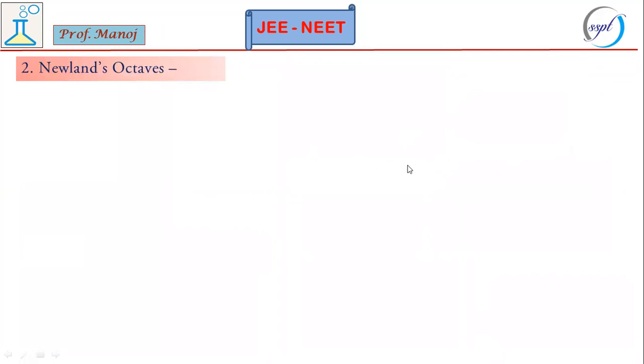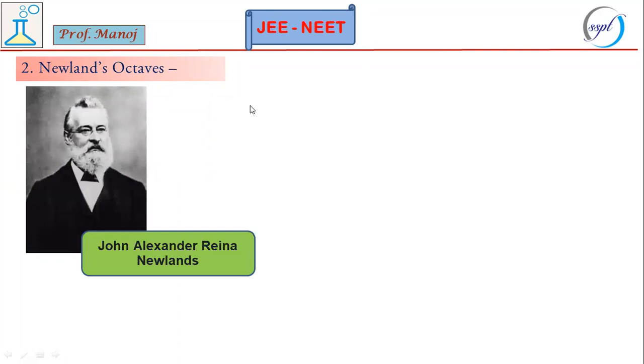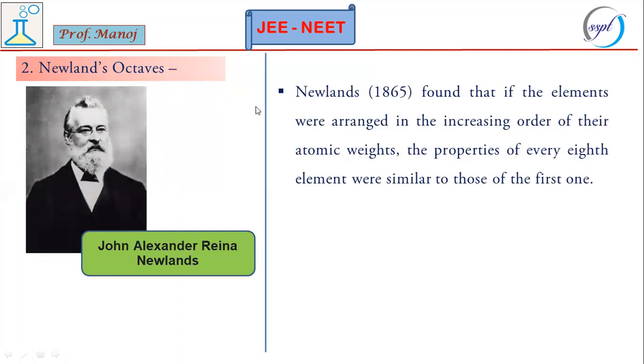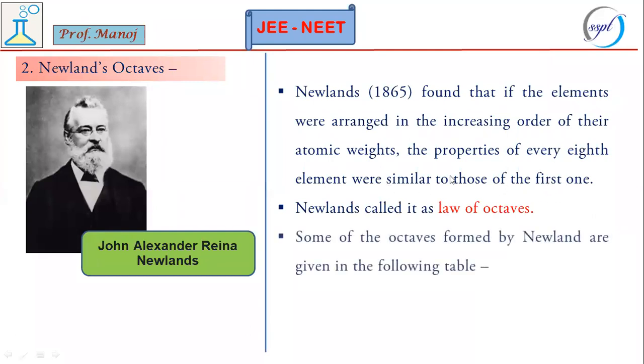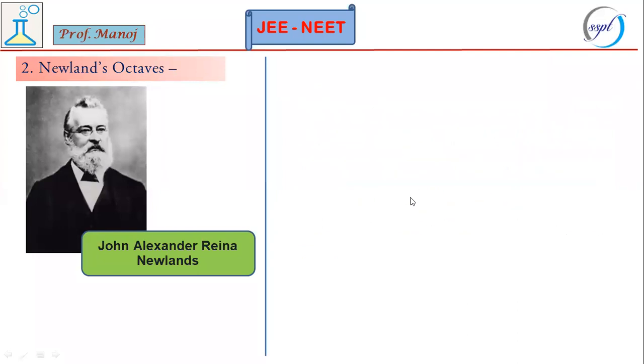Next is Newlands' octave. Many people, teachers even, read this wrongly as octet. This is not octet. The octet rule comes separately: 8 electrons in outermost orbit. That is a different thing. This is octave, which is actually a word from music he has used. So perhaps you remember, Newlands' octave was basically arrangement of elements in increasing order of atomic weight. And what he found out was every 8th element is similar to the first one. So, a few of the octaves, or groups of elements, he found were like this.